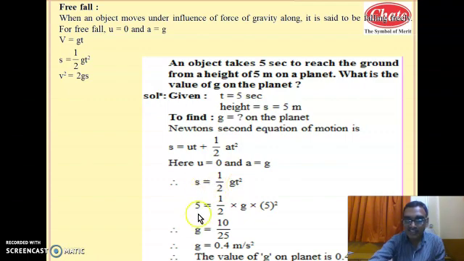So the s value is 5 = 1/2 × g × 5², as we have to find g. So it becomes 5 into 2, which is 10, and 5 squared is 25. Solving this, we get g = 0.4 meter per second squared. The value of g on that planet is 0.4 m/s².